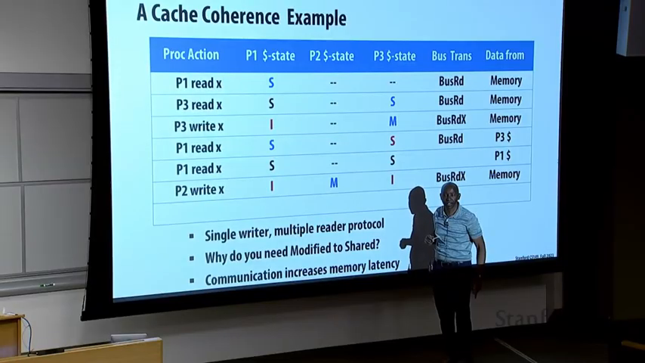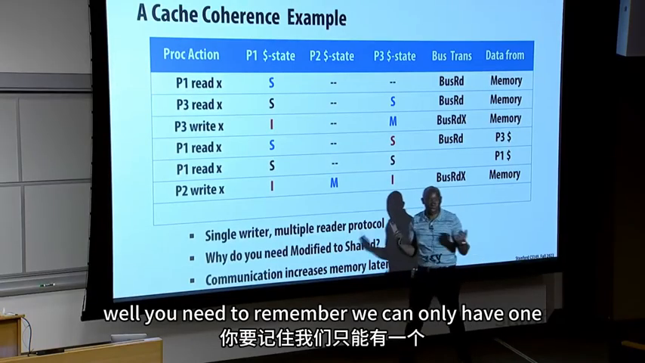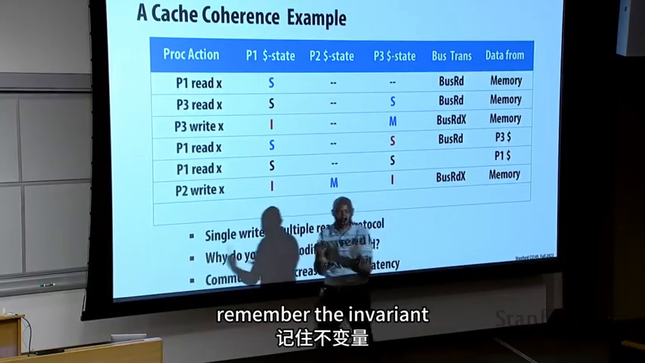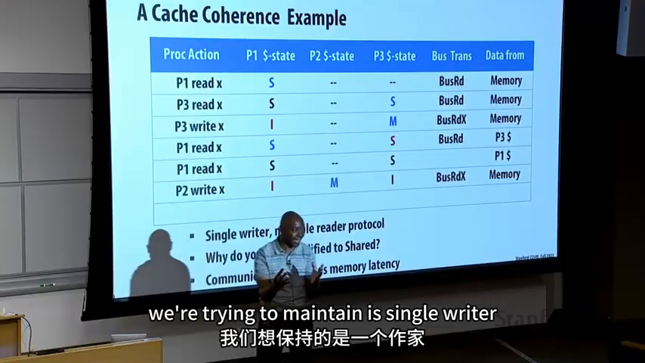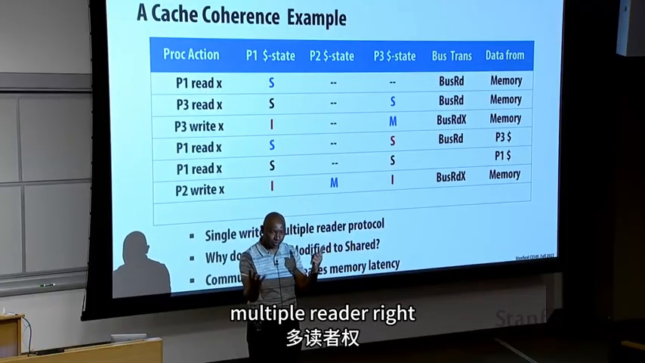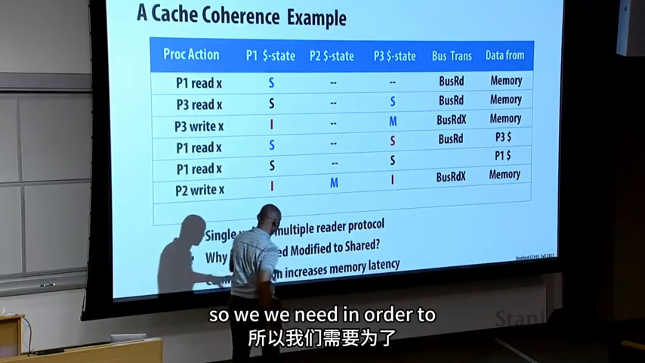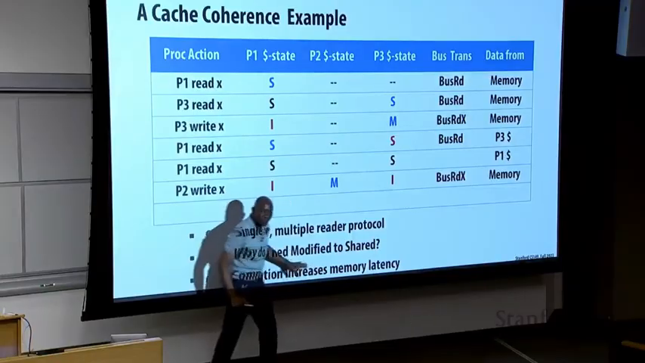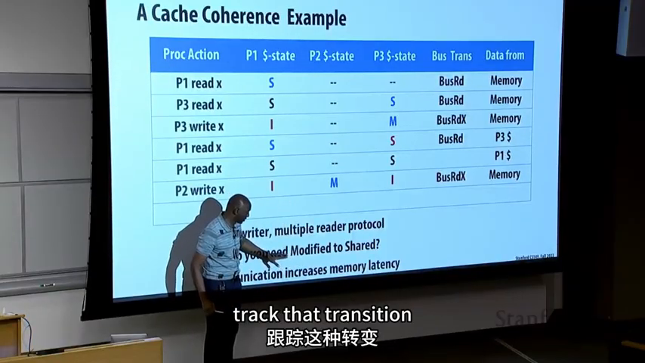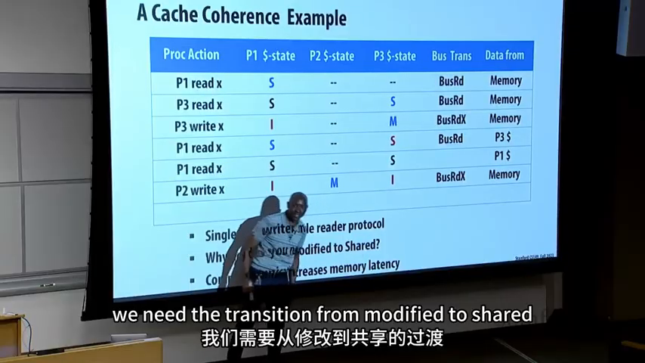Well, otherwise, it would have to go to invalid, right? Right. Well, you need to remember, the invariant we're trying to maintain is single writer, multiple reader, right? So in order to track that transition, we need the transition from modified to shared.